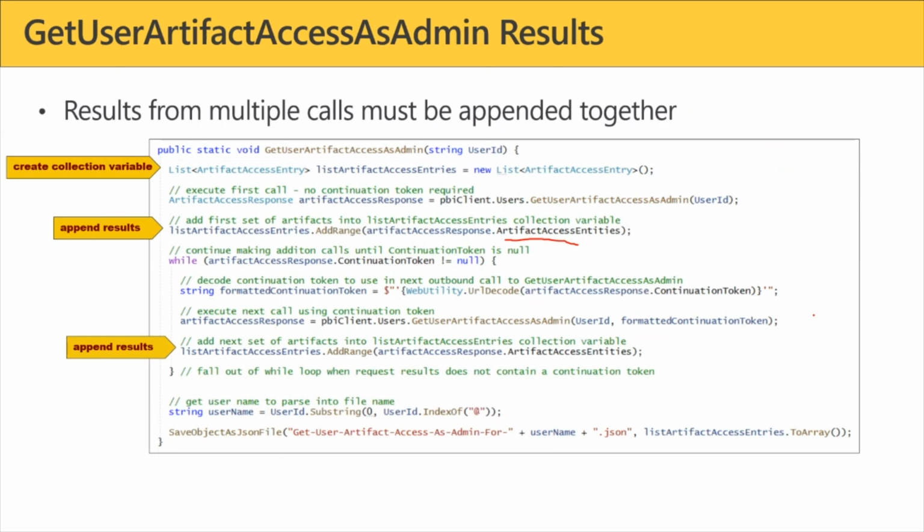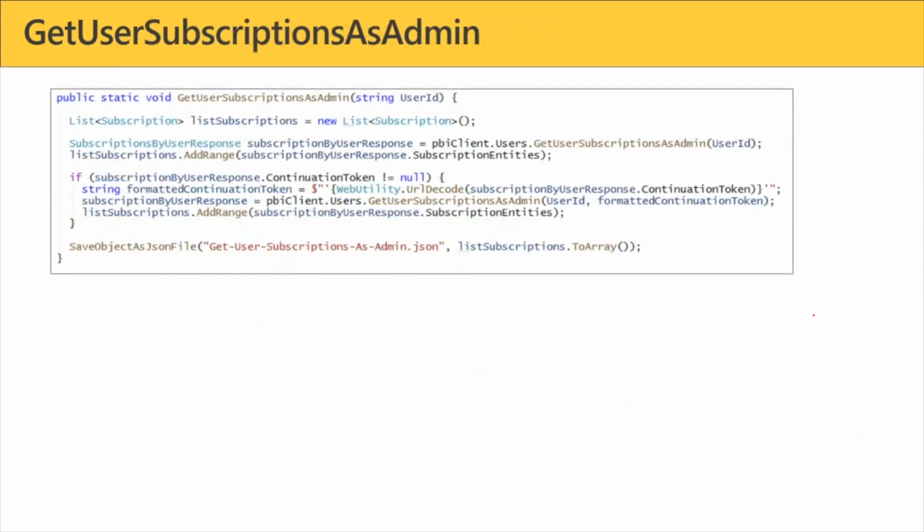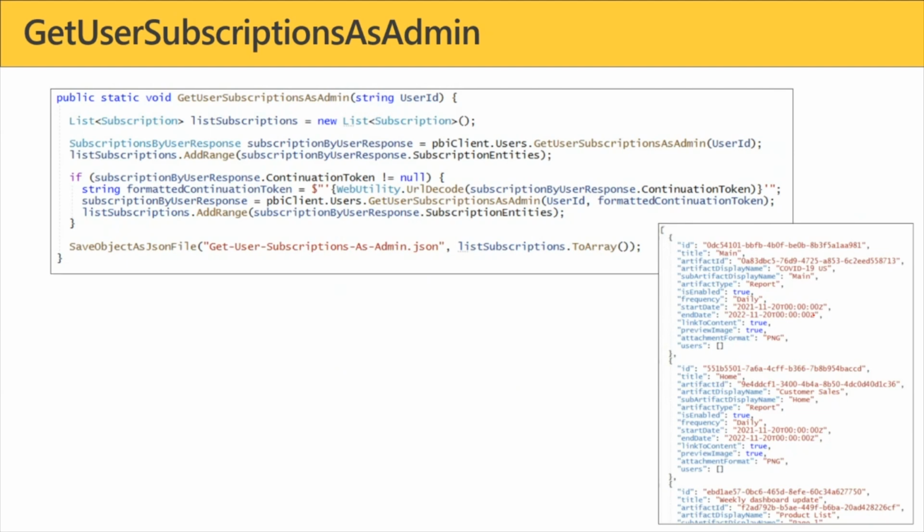So now that you've seen how continuation tokens work, let's look at some of the other operations. Something we've heard a lot of customers ask for is: what subscriptions does this user have? If you call the method get user subscriptions as admin, and once again pass the user ID as either a UPN or a graph ID, you'll be able to pull back a list of all the subscriptions that the current user has. Okay, and that's what things look like when you see the result of subscriptions back.